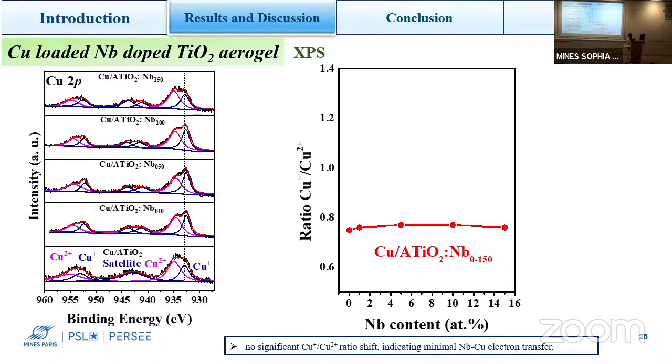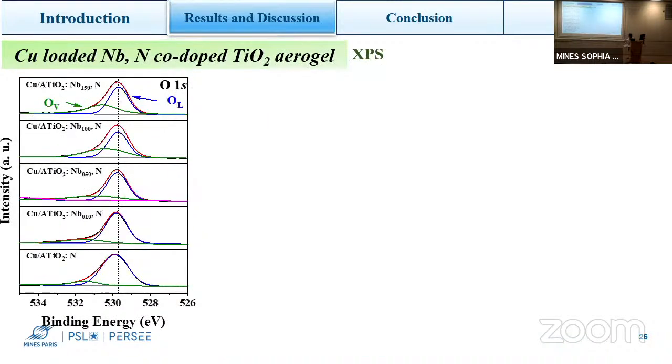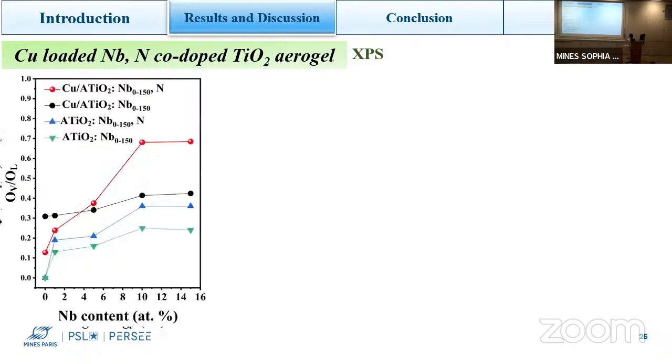And then you can see from the niobium and nitrogen co-doped sample, the other species remain the same. And for oxygen, we observe the oxygen lattice and the oxygen vacancies, and compare with niobium content. And here you can see that the niobium and nitrogen co-doped and copper-loaded sample has the highest oxygen vacancies.